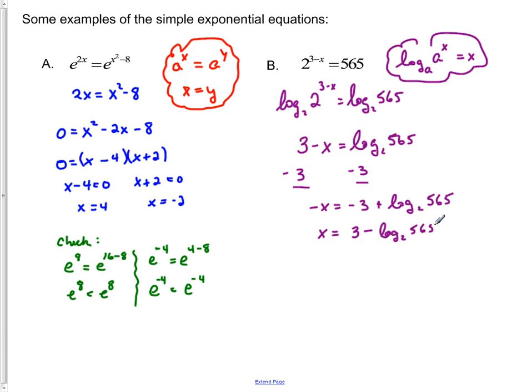Now, if we're interested in getting the decimal answer, which is what we usually end up doing in real applications, we would have to rewrite this expression one more time. So I'm going to rewrite it as 3 minus, by the change of base theorem, the natural log of the argument 565 divided by the natural logarithm of 2. And that would be our exact value answer, which is exactly what we need.